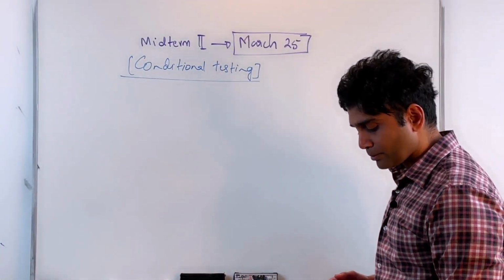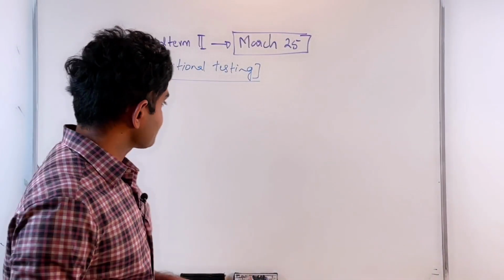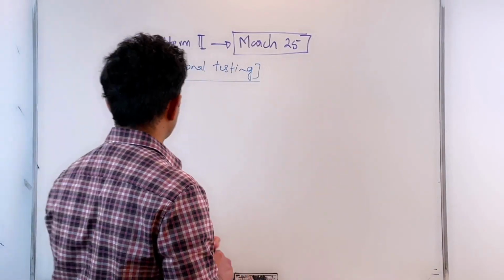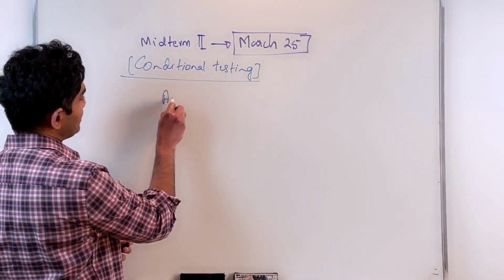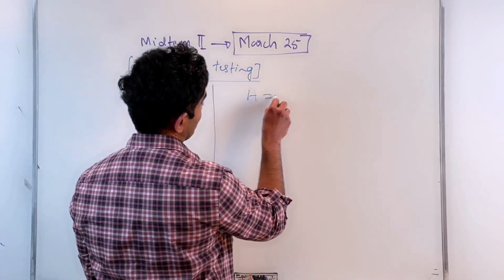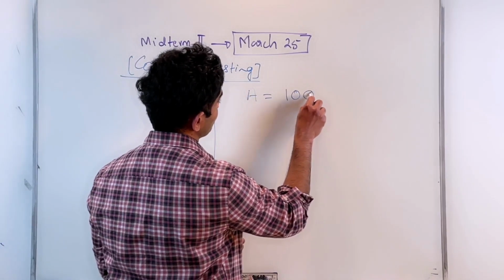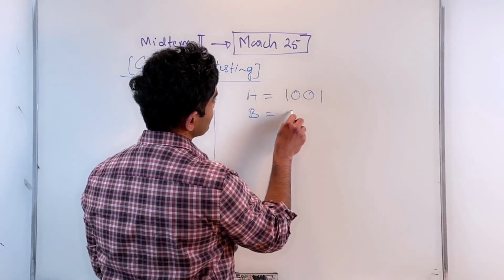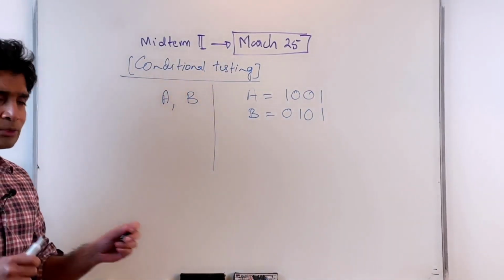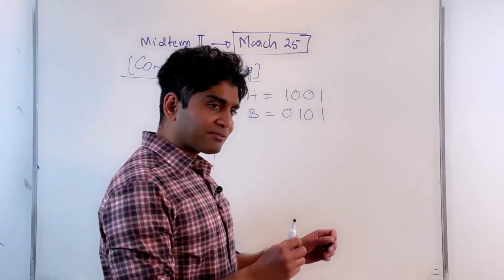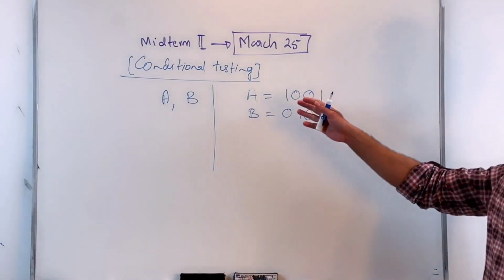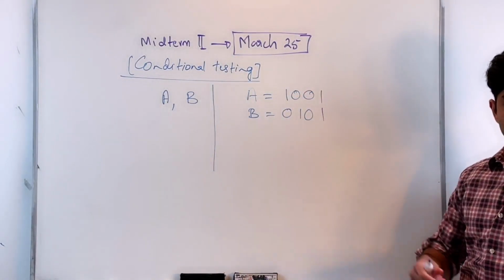So the question is, how can my hardware distinguish between the numbers when I'm trying to compare two numbers A and B? Let's take one example: A is 1001 and B is 0101. If I pass those two numbers to the hardware, it just sees them as is. It does not assign any value.